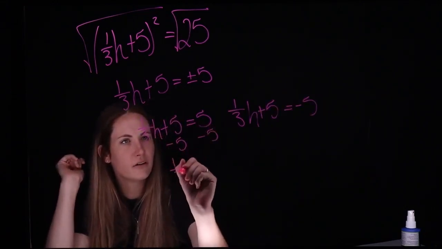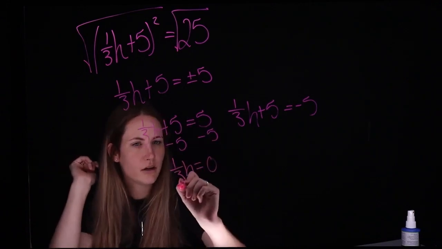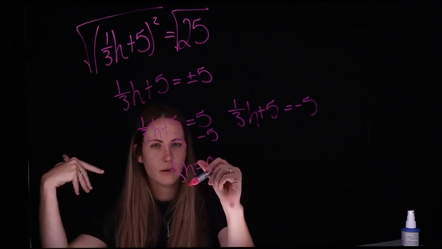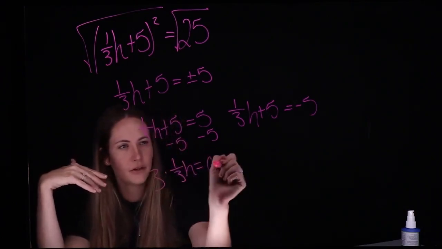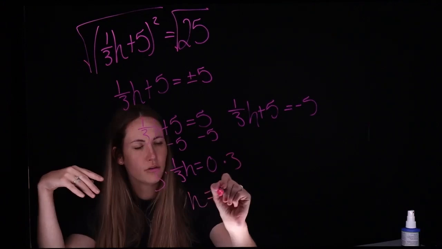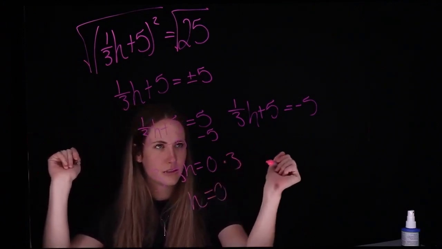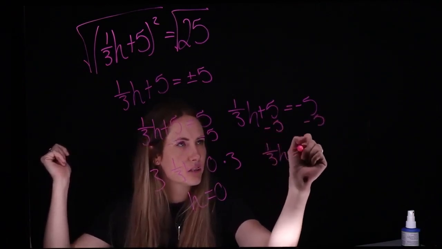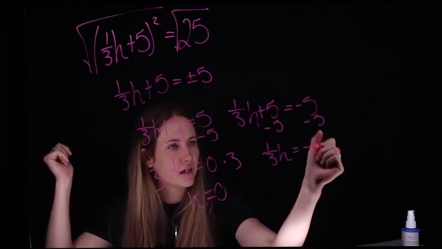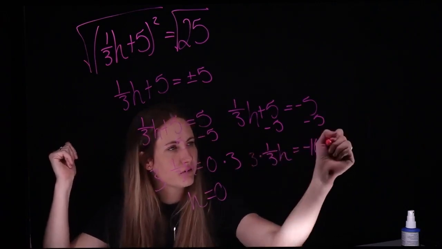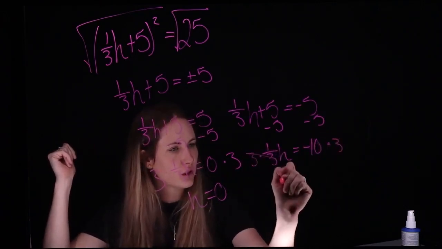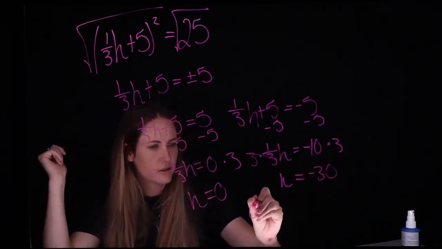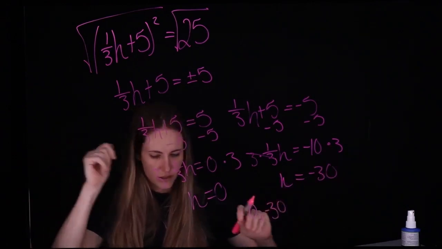When I subtract my 5 from the positive 5, I get 0. So right here, since it's 1/3, you can think of it as dividing by 3, and we're going to multiply it by 3, which over here, anything times 0 is 0. Then we're going to subtract our 5 over here. So we have 1/3 h equals negative 5 subtract 5 is negative 10. Then we multiply by our 3 over here. This becomes 1. Negative 10 times 3 is negative 30. So our solution set on this one is 0 and negative 30.